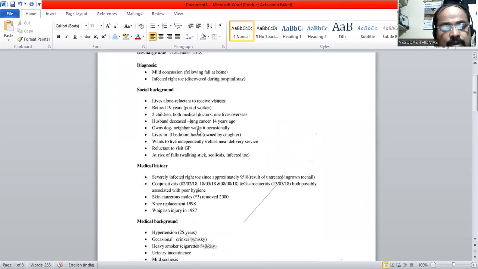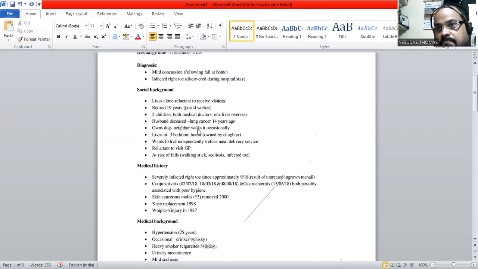And we have the social background. Her husband is deceased. He's no more, so she is living alone, and she is not accommodating enough visitors there, and she is reluctant to accommodate a GP. She seldom visits the GP. Now, Charlotte has two children, but they are living overseas.